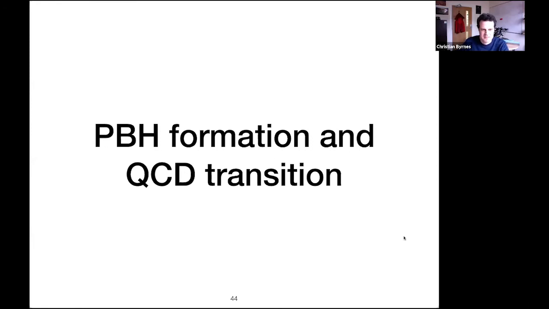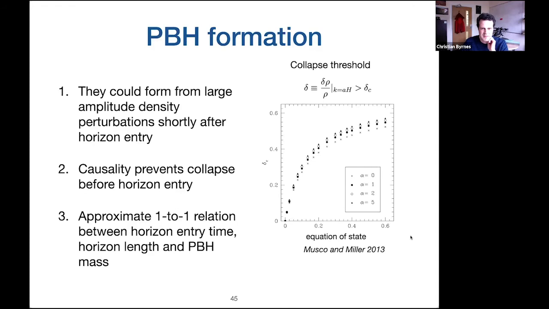Okay, so now I'll talk a little bit about how primordial black holes might form. Again, more details will follow with equations on the blackboard, but let me just give you a sketch. The mechanism I'm going to assume is that they form from large amplitude density perturbations shortly after the time of horizon re-entry. When the modes are outside the horizon, they're causally disconnected.